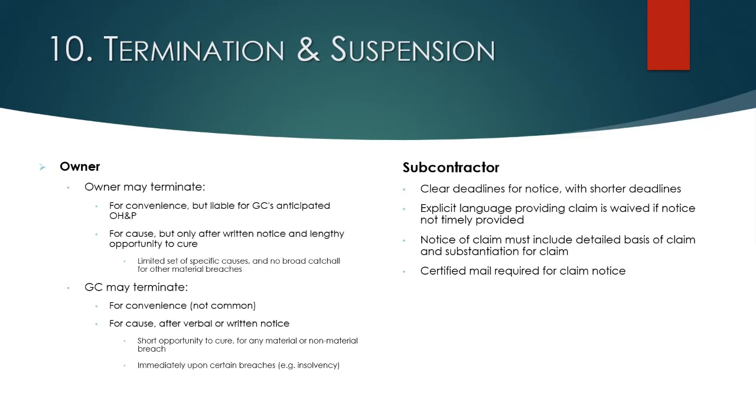Here are some ways to deal with termination in your prime contract and subcontracts. With the owner, you may allow your owner to terminate for convenience, meaning, without cause. You didn't do anything wrong. The owner just wants to terminate and stop the project. And that may be okay, but in that instance, the remedy that you should be provided is recovery of your anticipated overhead and profit. All of the profit margin that you intended to make as if you had completed the project as a whole, so your total profit for that project.